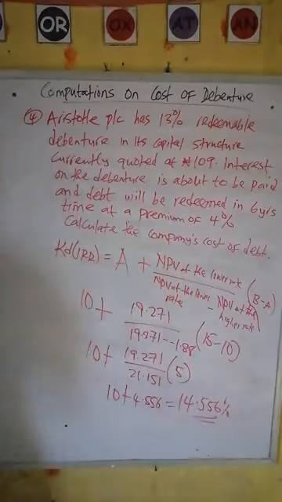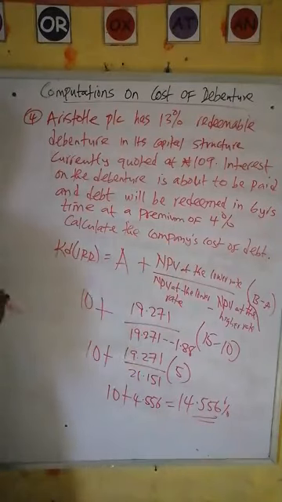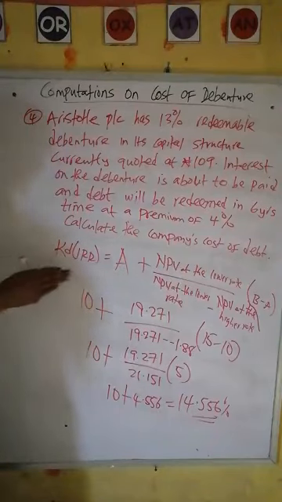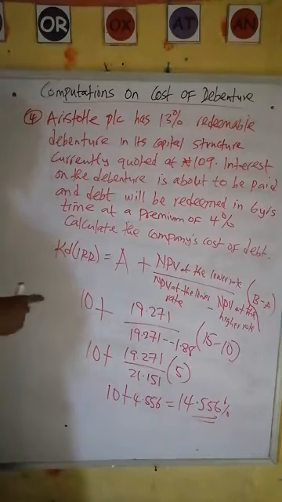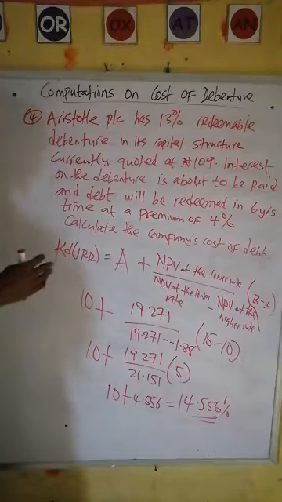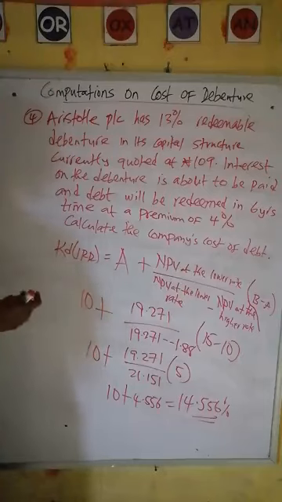So that is it. That is the question on redeemable debenture. It's very simple and very straightforward. Please, you can watch our previous videos for more explanation on the formulas. This one too is self-explanatory, but if you still need more explanation, watch our previous videos, and you shall appreciate this cost of debenture very well.